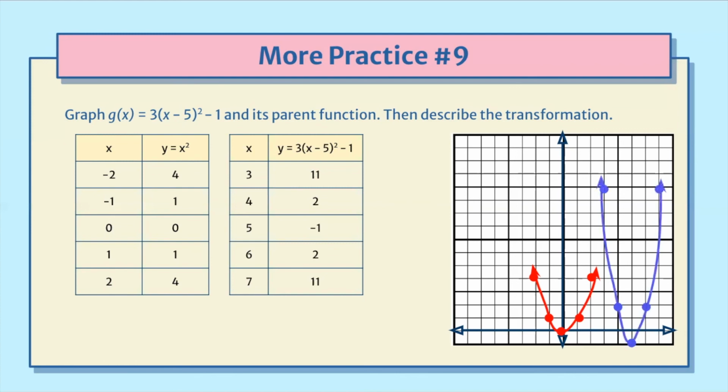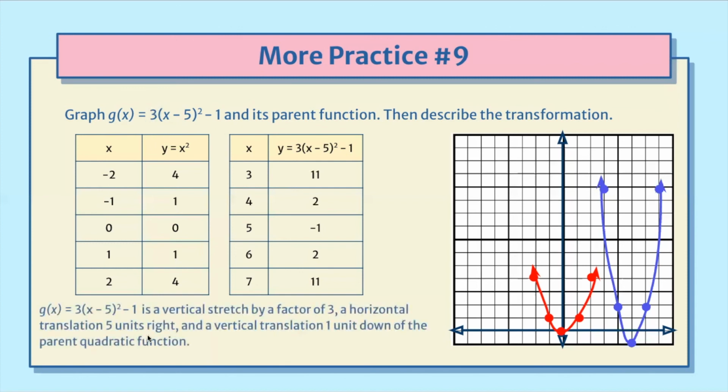And if we graph that, we can tell by looking at these two graphs that g of x is shifted to the right and is narrower, and also shifted down 1 unit. All of this can also be seen in the equation with the vertical stretch of 3 and the horizontal translation 5 units to the right, and then the vertical translation down.